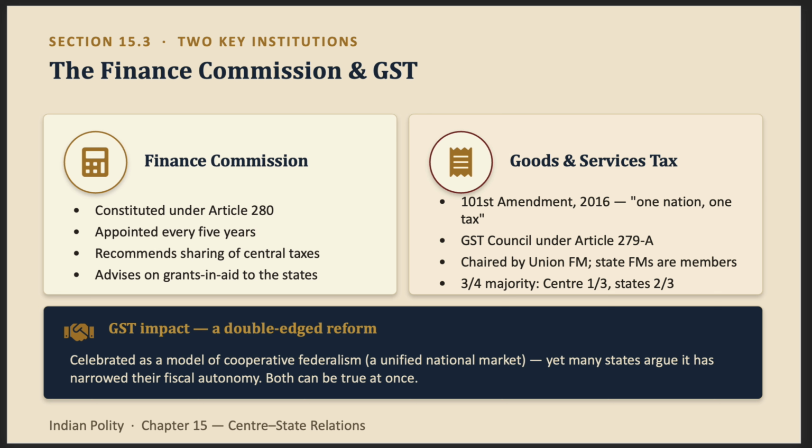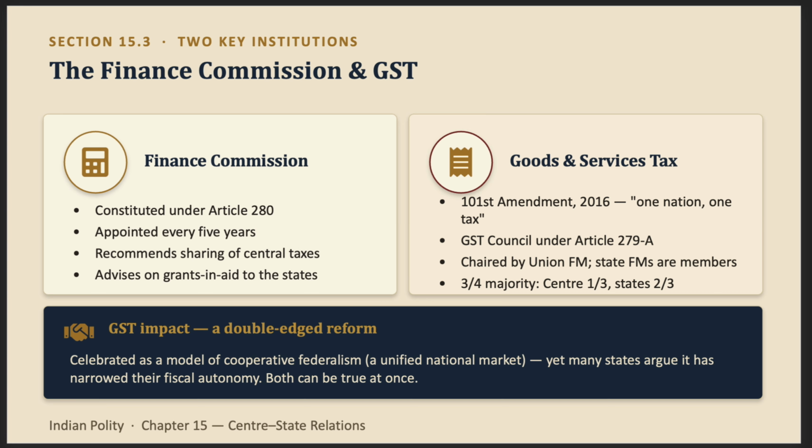Okay, you mentioned two pillars. The Finance Commission is the traditional one. What is the modern pillar? The 101st Amendment Act of 2016, which brought us the Goods and Services Tax, GST. Yes, GST. This fundamentally rewired the entire financial relationship. It replaced a chaotic web of state and central indirect taxes with a single unified system. And it created Article 279, the GST Council.